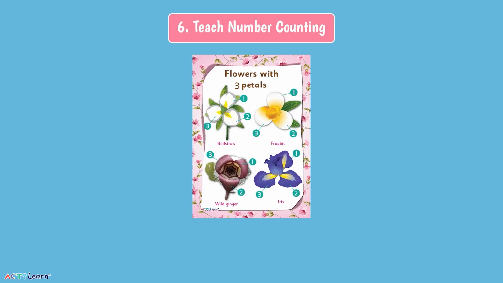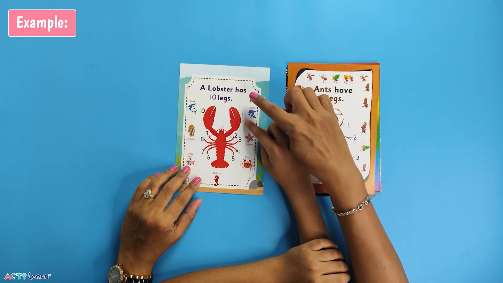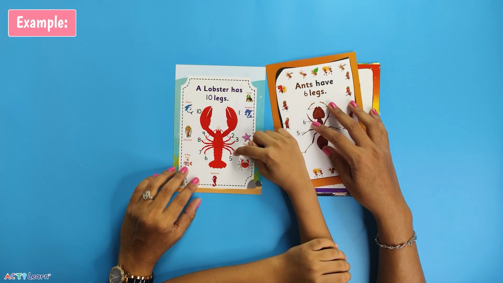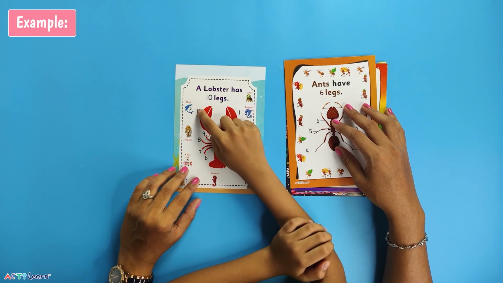Teach number counting. Show the fun fact image and teach the child to count. Example, a lobster has 10 legs. 1, 2, 3, 4, 5, 6, 7, 8, 9, 10.